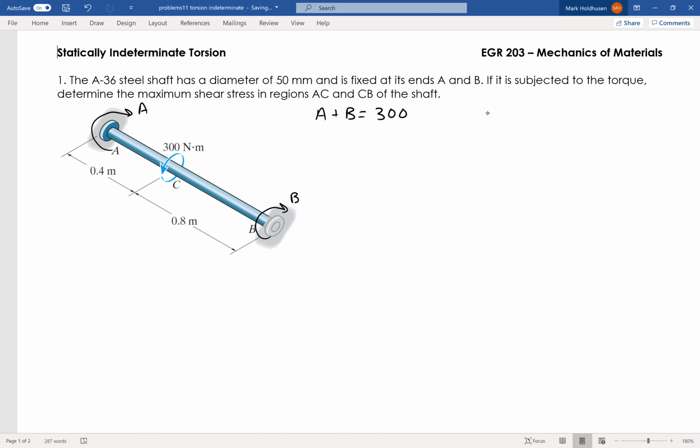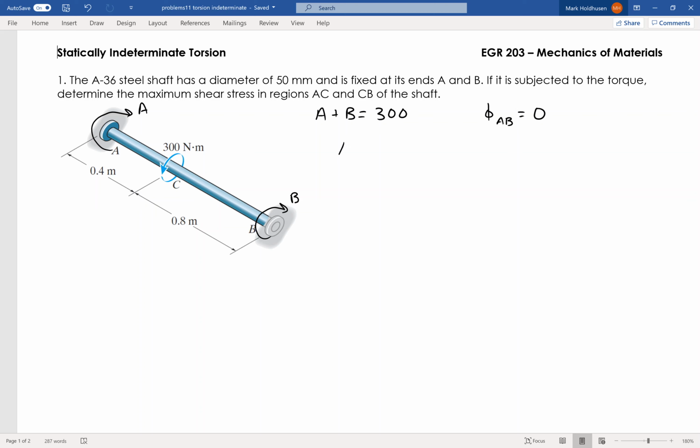That's where I'm going to use the angle of twist equation, the compatibility equation: the total twist has to be 0 between A and B because, again, they're fixed. So basically from A to C is going to twist some amount, and then C back to B is going to twist another amount. So essentially, let me just write it.